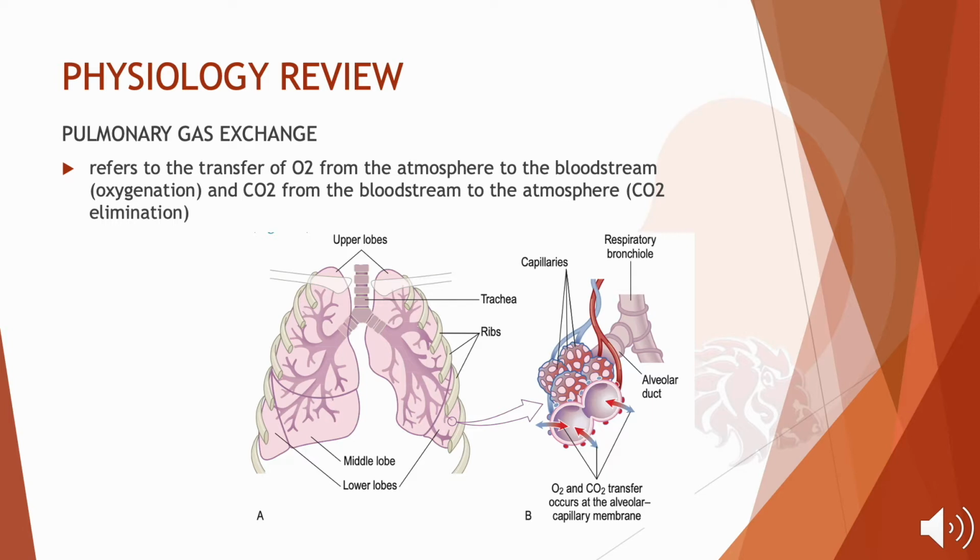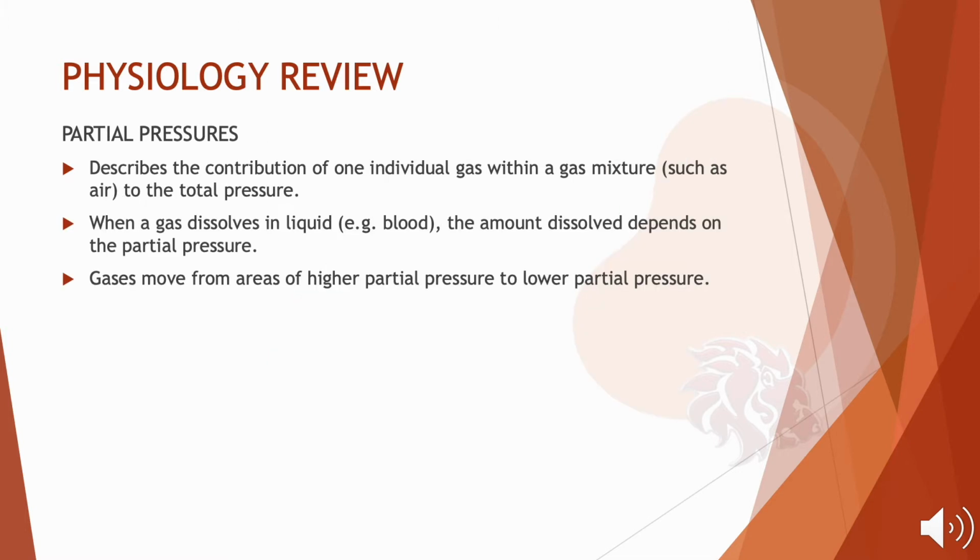The exchange takes place between the tiny air sacs called alveoli and blood vessels called capillaries. Because they each have extremely thin walls and come into very close contact, carbon dioxide and oxygen are available to move or diffuse between them. Arterial blood gases help us to assess the effectiveness of gas exchange by providing measurements of the partial pressures of oxygen and carbon dioxide in arterial blood.